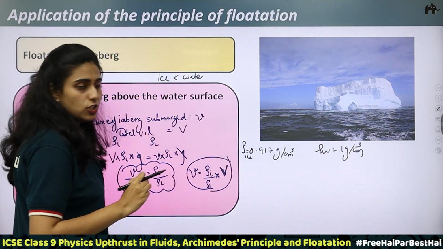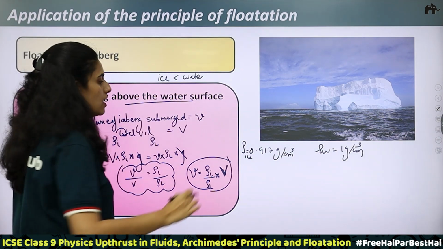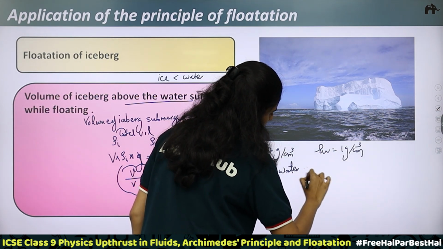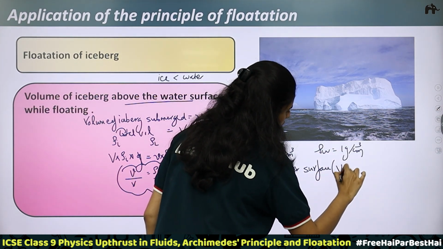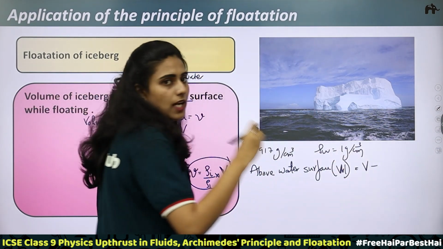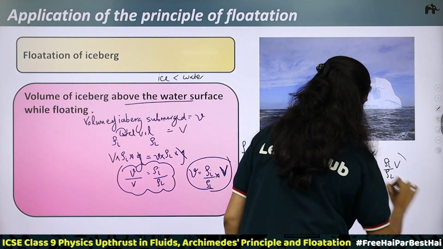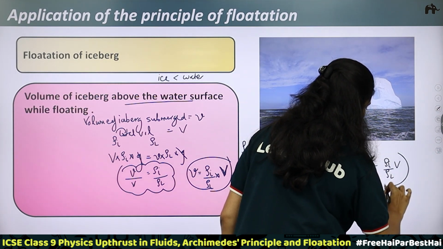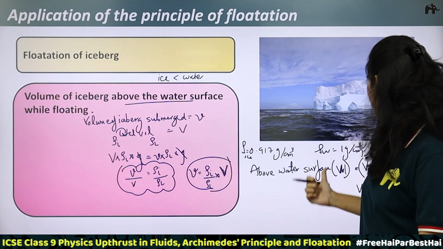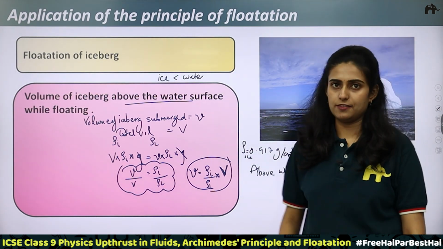So, to find the portion that is above, okay. So, volume of iceberg above the water surface. How can you find? So, above water surface, volume will be equal to total volume minus the volume that is submerged, that is rho I divided by rho L into capital V, or V into 1 minus rho I by rho L. Okay. So, this is how you can find the volume of iceberg that is above the water surface. Let us take an example.